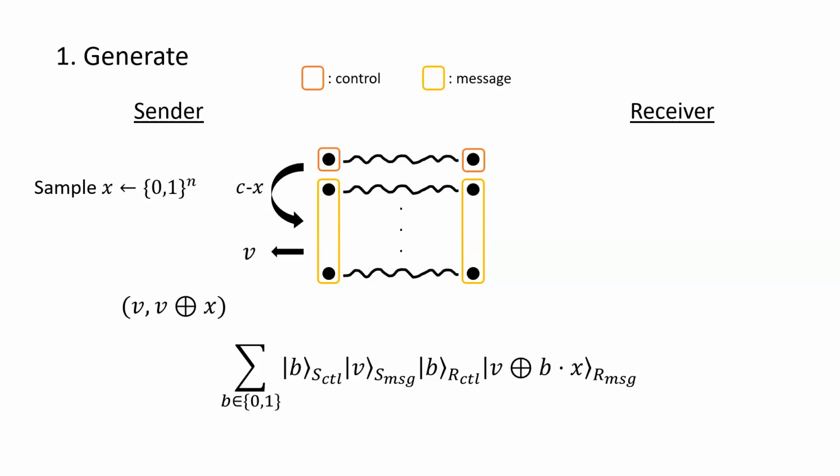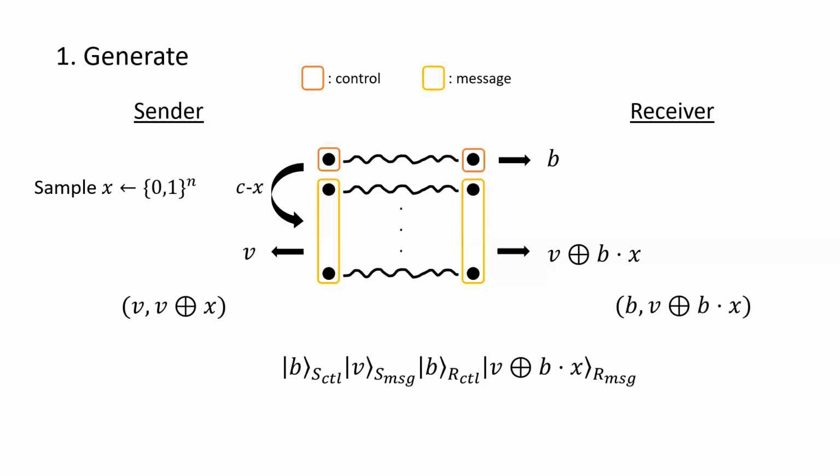And the sender knows what both of these strings are, right? She measured V and she chose X at random. So these are the 2 sender OT correlations. Of course, if the receiver measures his half of these EPR pairs, he's going to get B, and he's going to get one of these 2 strings, V XOR B times X. Okay. So this is great. This just looks like a nice string OT correlation, right?